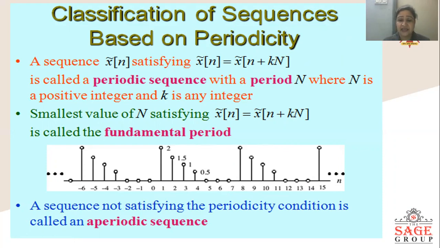So I'll say that this sequence is a periodic sequence with a fundamental period of capital N equal to 7, because it is repeating after every 7 samples. You can see this for negative values of n also. This periodic pattern also repeats for every 7 samples. The sequence which does not satisfy this periodicity condition is called an aperiodic or non-periodic sequence. A commonly used example of a periodic sequence is a sinusoid waveform or complex exponential sequence.